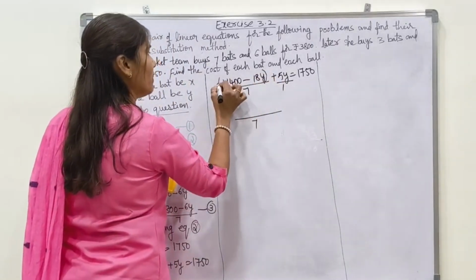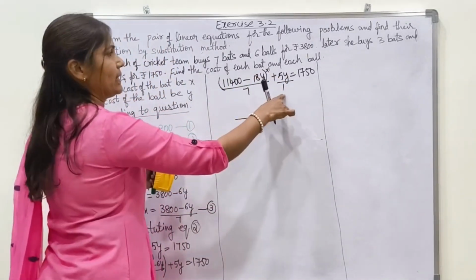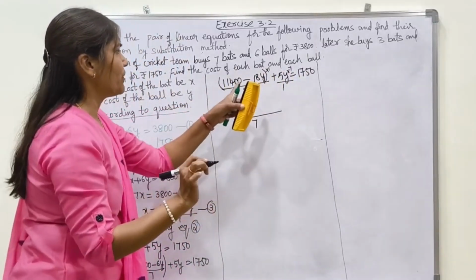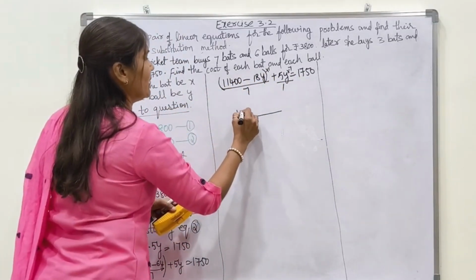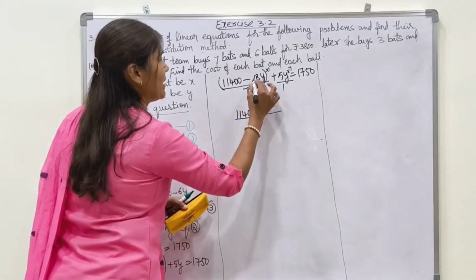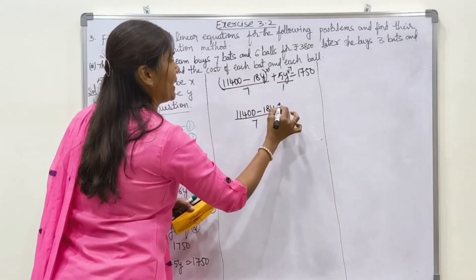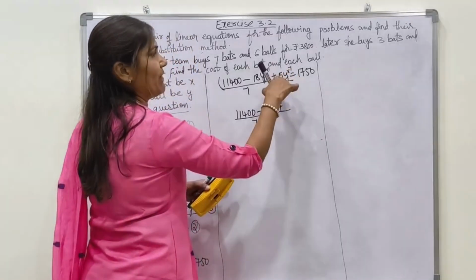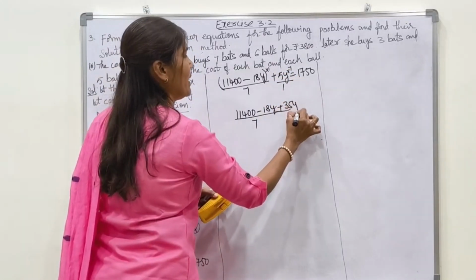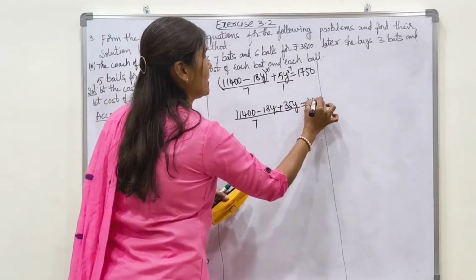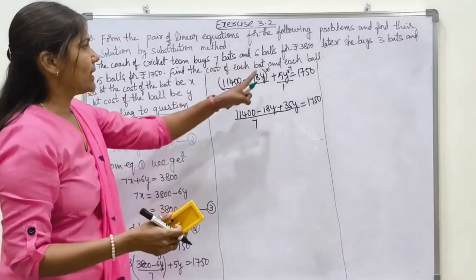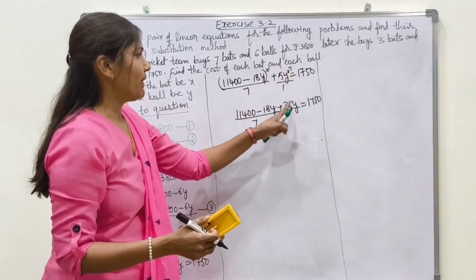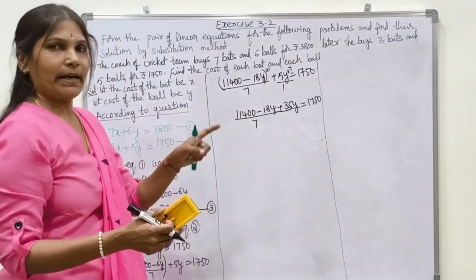So this full multiply into 1. Next 1 7 is 7. Now see here, 1 into this full, what will you get? Same answer only you will get: 11,400 minus 18y. Next what is there? Plus 7 5s are 35y is equal to 1750. Once again I will say, this 1 into this full same as it is, you will get 5 7s are 35y is equal to 1750.